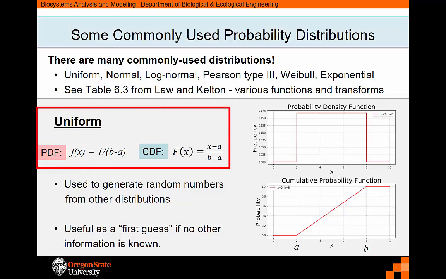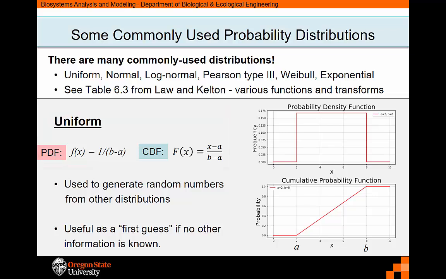The first, and probably simplest distribution, is the uniform distribution. This distribution is straightforward. Within the range of a uniformly distributed variable x, we are equally likely to see any given value of x. This means that the PDF is flat, since for any given value of x, the frequency of observing that value will be the same as the frequency of observing any other value of x in the range. A common use of a uniform distribution is to generate random numbers from other distributions, but this distribution is also useful as a first guess if you have no other information about the frequency distribution of the variable.